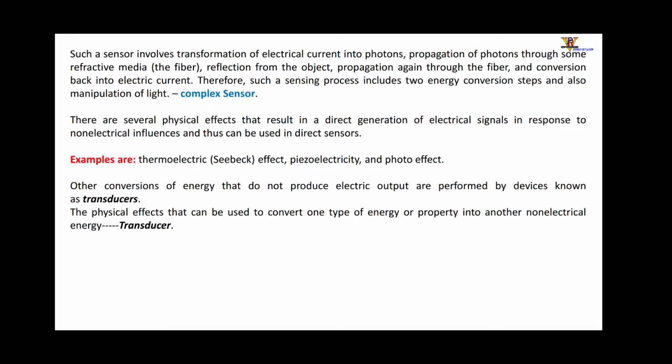So this type of sensor is also known as a complex sensor because it requires many conversion steps, and at the last step we have electrical quantities as an output. So there are several physical effects that result in direct generation of electrical signal. In a direct sensor, many physical effects can be used for direct generation of electrical signal in response to non-electrical influences.